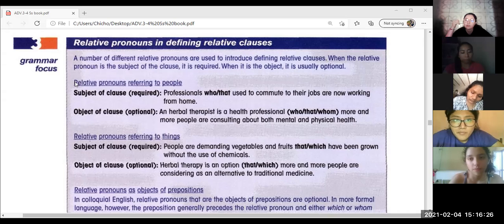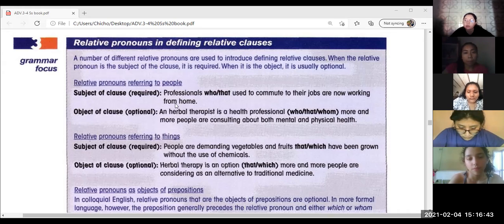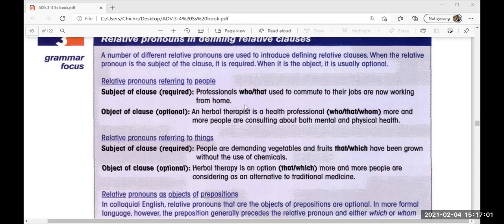And when it is the object of our clause, it's optional. So here we have relative pronouns referring to people. Please, Daisy, can you read the first sentence? Professionals who used to commute to their jobs are now working from home. Okay, very good. Professionals who or that used to commute to their jobs are now working from home.